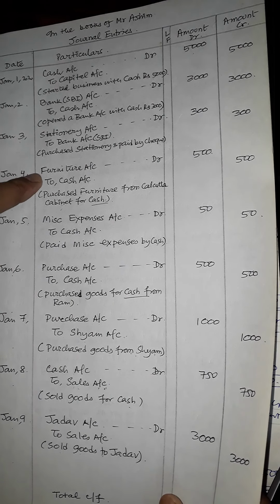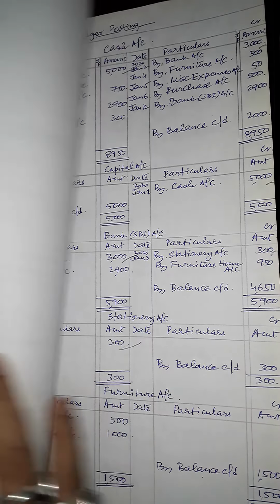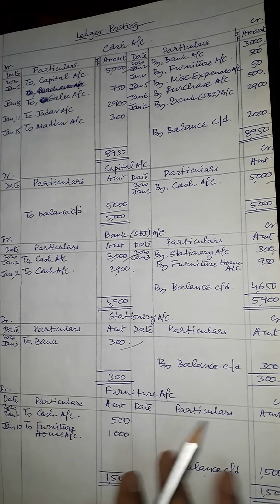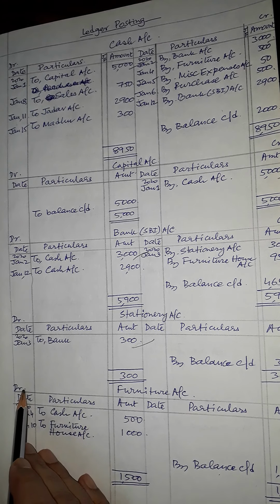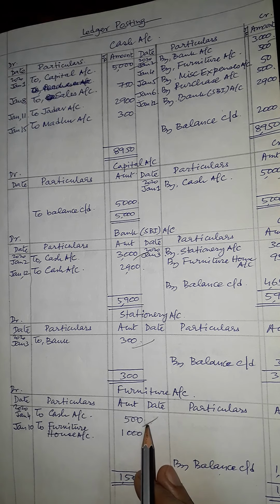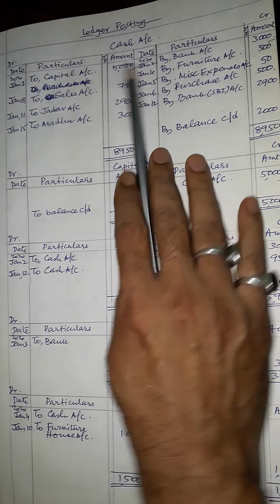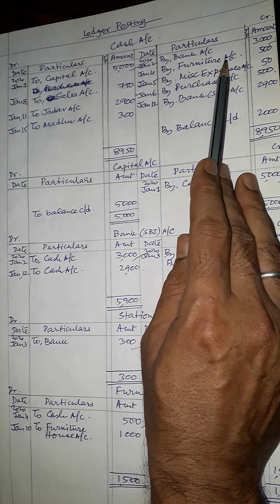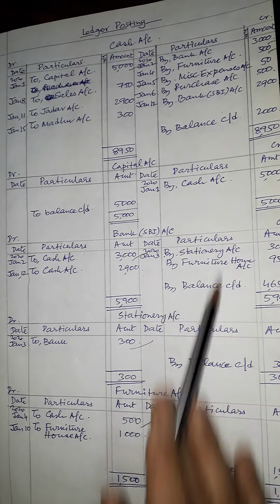Next entry, furniture account debit to cash. Furniture account debit to cash account 500. Again, cash account credited by furniture account 500.